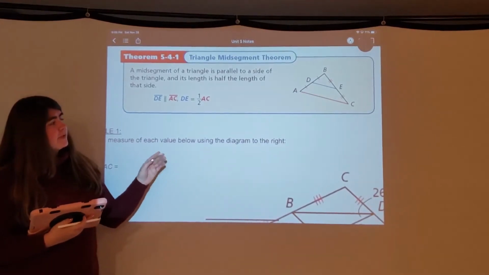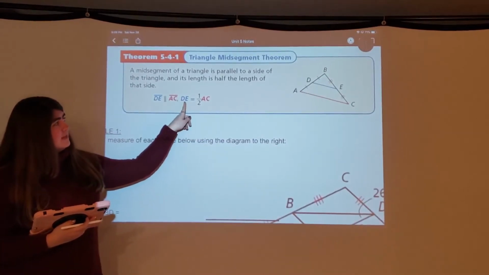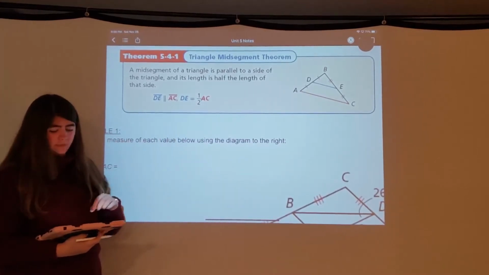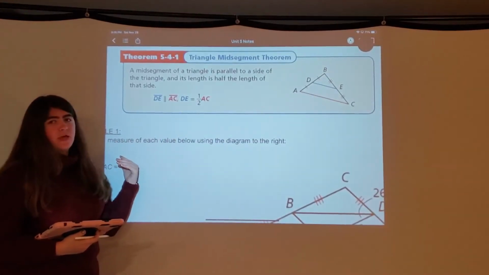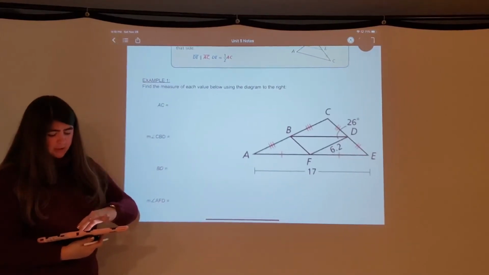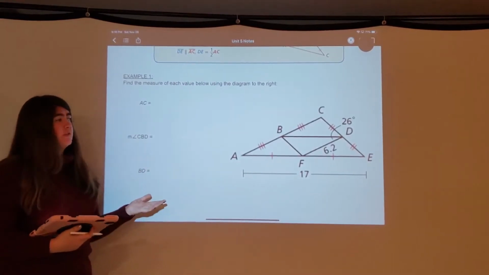So if you notice in the picture, we have DE is parallel to AC. And it's also telling me that DE is half the length of AC, which is what we were noticing before. And we can use that information to find some missing side lengths in a question like example 1. So example 1 has a few things that we're trying to find.